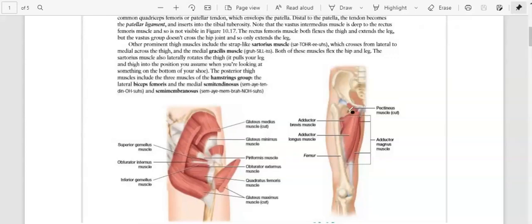So this is the abductor brevis right there. This is the abductor longus right here. Okay, and if you remove those two, underneath that, you're going to have the abductor magnus. So if you remove those two underneath that, you're supposed to have the abductor magnus more or less in this area like that.